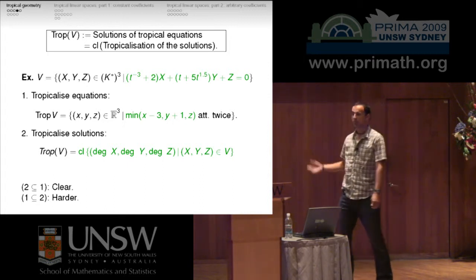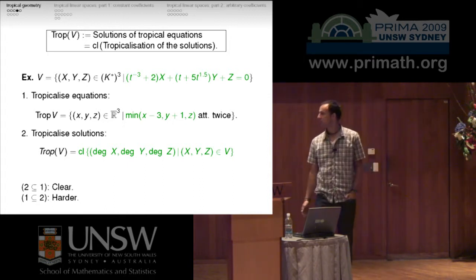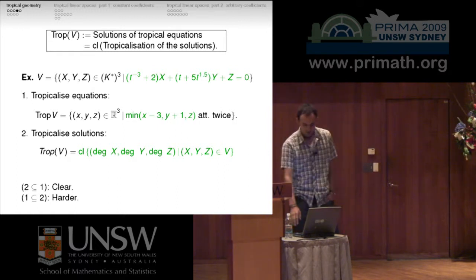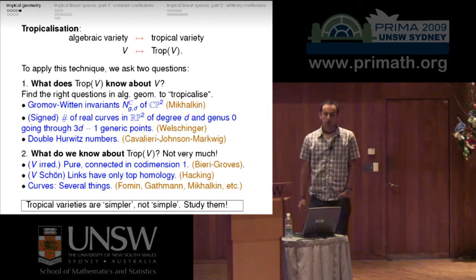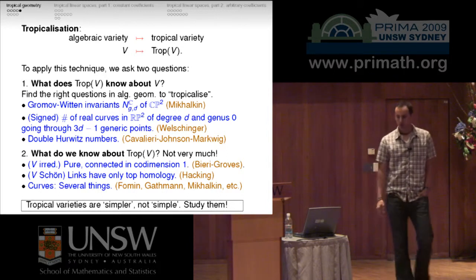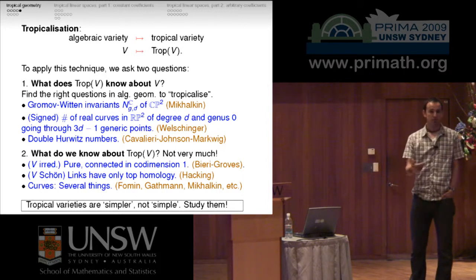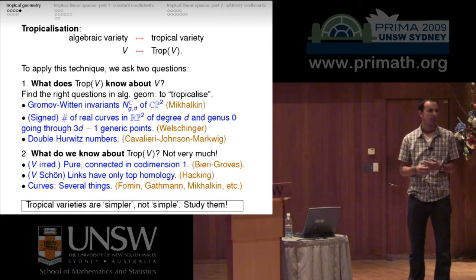So that part is very easy to see, that 2 is contained in 1, and the other direction is a little bit harder, but it's also true. Okay. So this is the definition of tropicalization. It's a very simple definition, and maybe it's surprising that such a simple definition can be so useful.